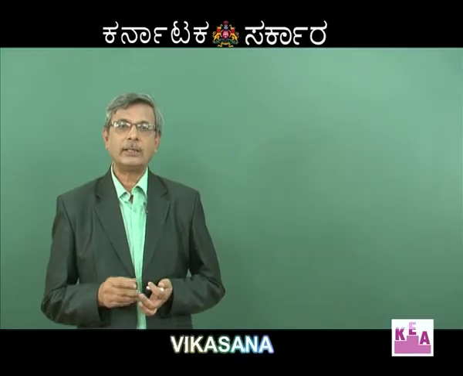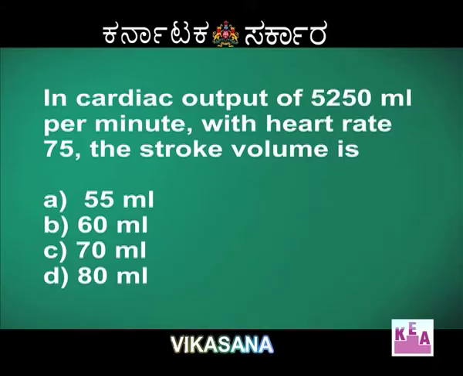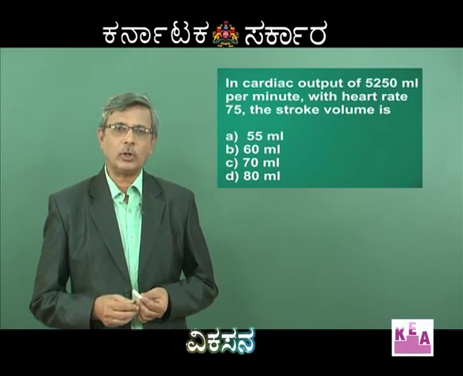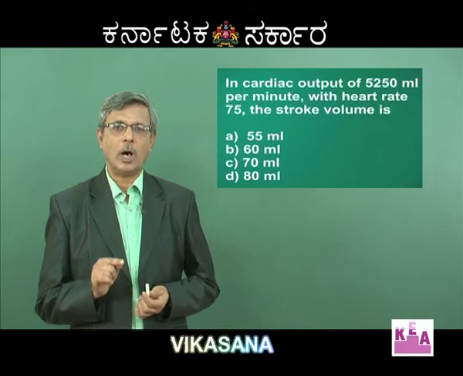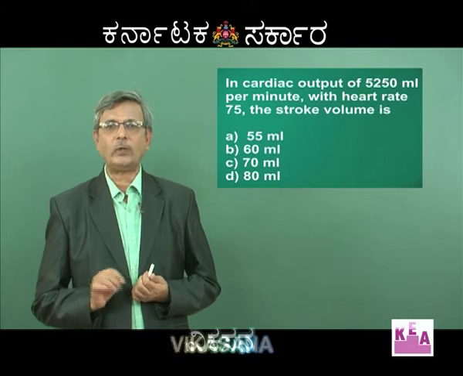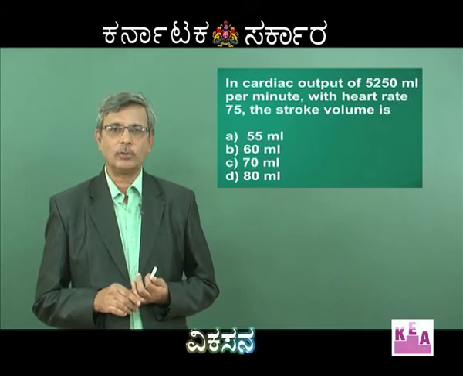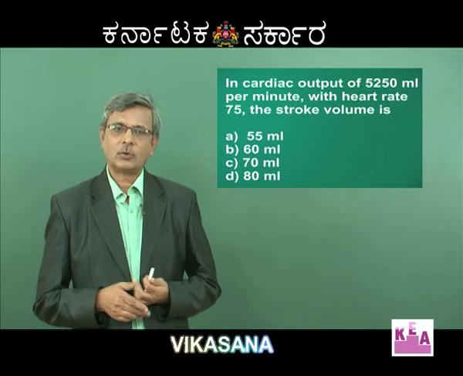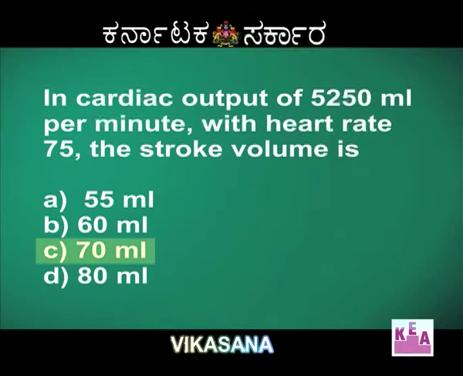Now we move on to the next question. In cardiac output of 5250 ml per minute with heart rate 75, the stroke volume is. By this time, dear students, already you know how to calculate this. Earlier I told you cardiac output is equal to heart rate multiplied by stroke volume. Here you are going to find out the stroke volume. So stroke volume is equal to cardiac output divided by heart rate. So the answer is 70 milliliters.